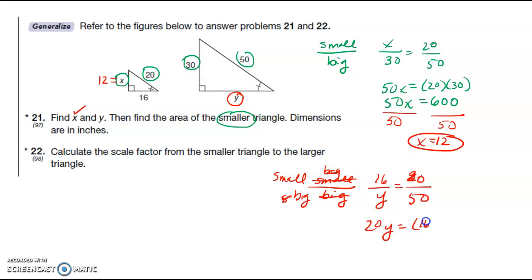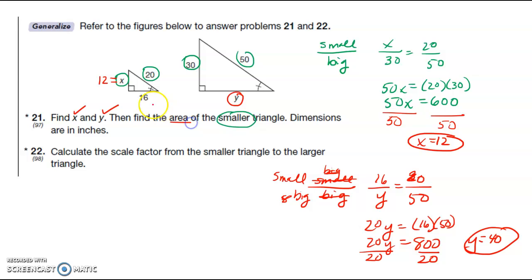20y is equal to 16 times 50, which is 800. Can't see my cursor. There we go. And then that's going to make y equal to 40. So we have x and y.